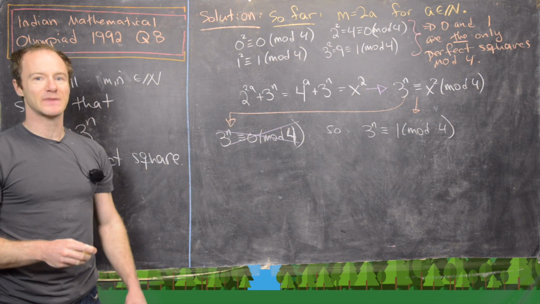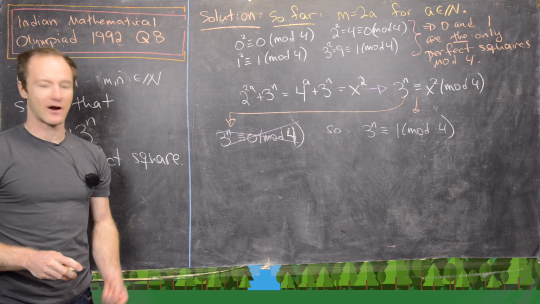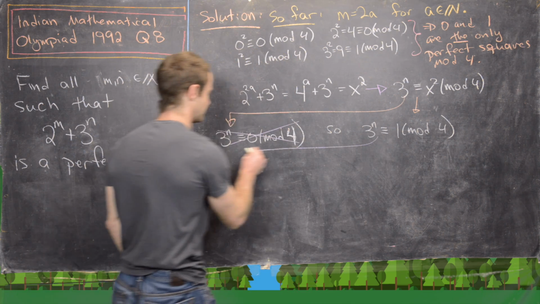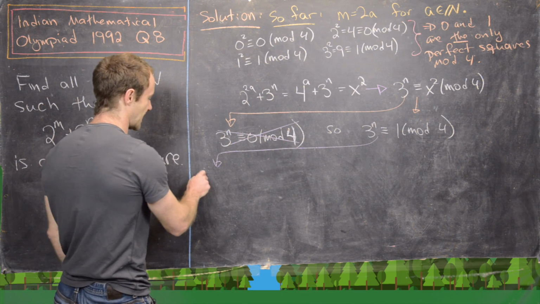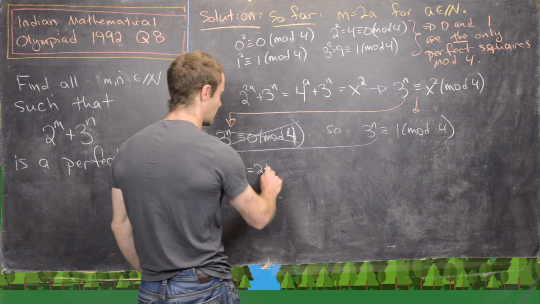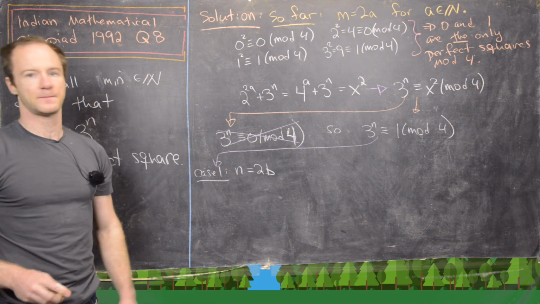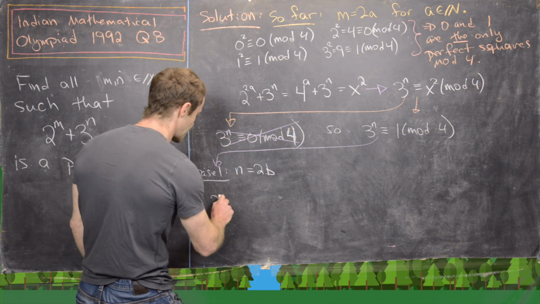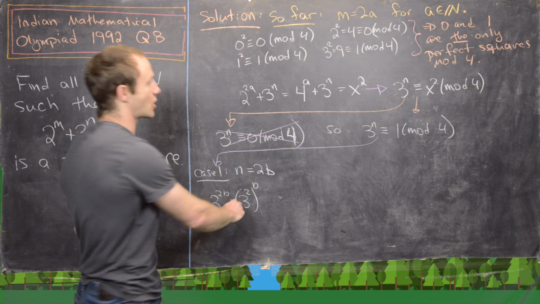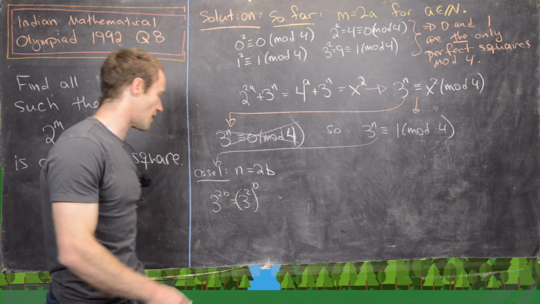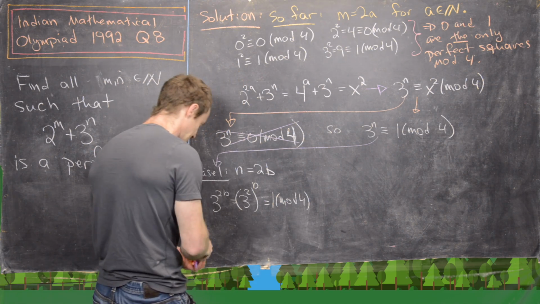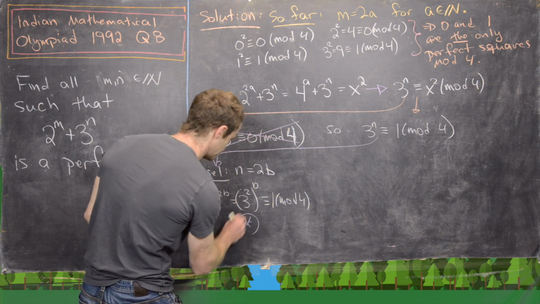Now we're going to play the same game that we did before with the parity of n. So in this case, let's maybe start with evenness. So let's say our first case is n is even. In other words, n equals 2b for some b. So that's going to give us 3 to the 2b, but that's equal to 3 squared to the b. But recall that 3 squared was congruent to 1 mod 4, so this is congruent to 1 mod 4. So everything checks out here.